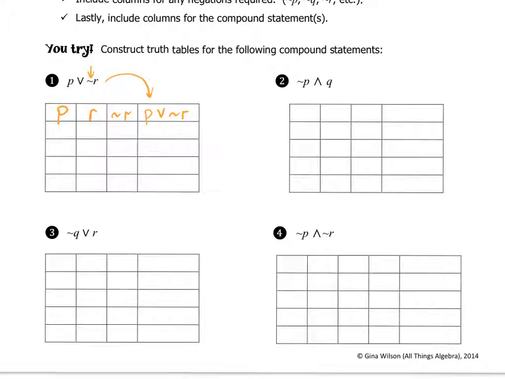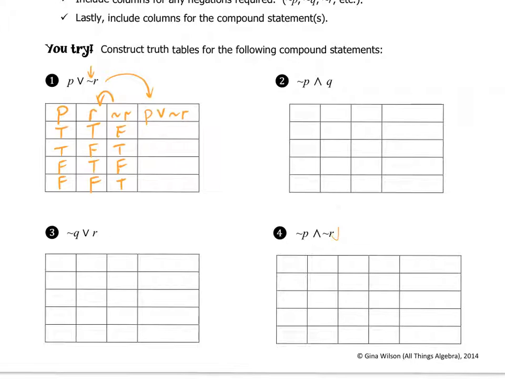So let's look at how we do this. When we have 2 statements, this is always the case: true, true, false, false for the first statement, and for the second statement true, false, true, false. This exhausts all 4 different combinations of statement P and statement R together. And then next we just need to negate the column R. So if R is true, not R is false, and vice versa.